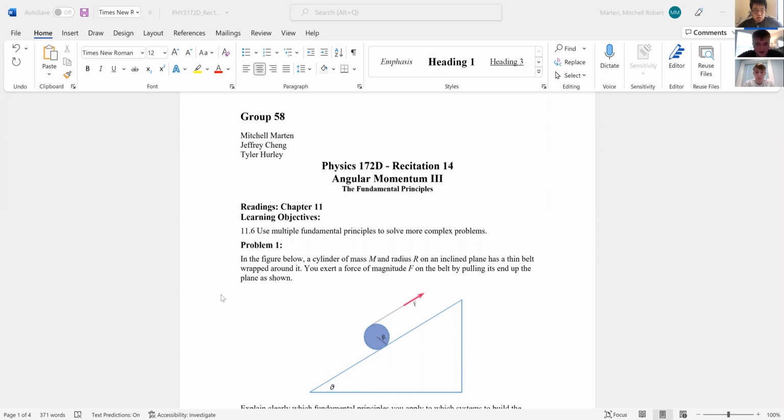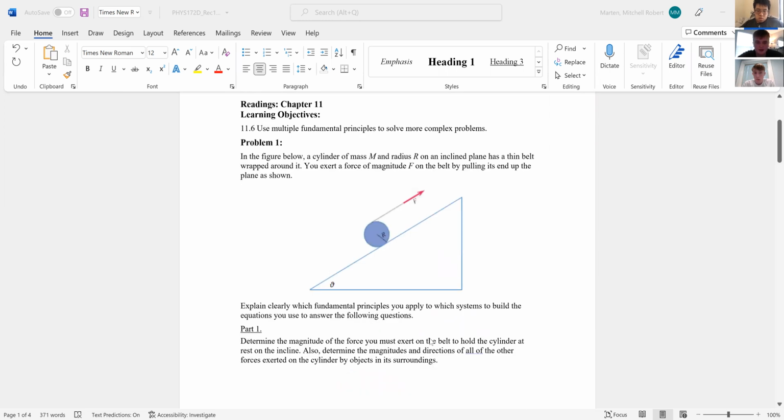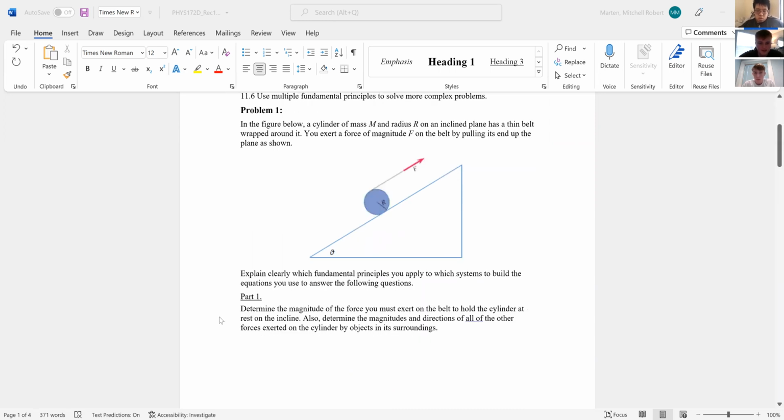But problem one, you've got this diagram here. So you have a cylinder of mass M, radius R, on an inclined plane, and then it has a thin belt wrapped around it, and you exert a force F on the belt by pulling its end up the plane as shown. And then you're supposed to determine various things about this cylinder, string, ramp system. So part one, it says determine the magnitude of force you must exert on the belt to hold the cylinder at rest on the incline. It also says determine the magnitudes and directions of all other forces exerted on the cylinder by objects in its surroundings.